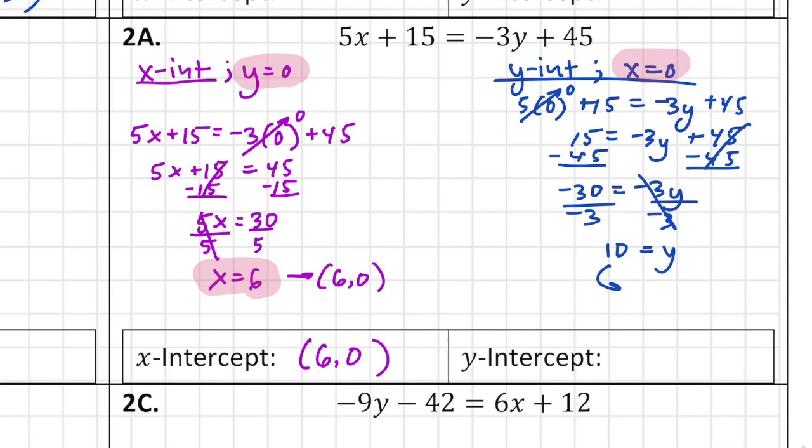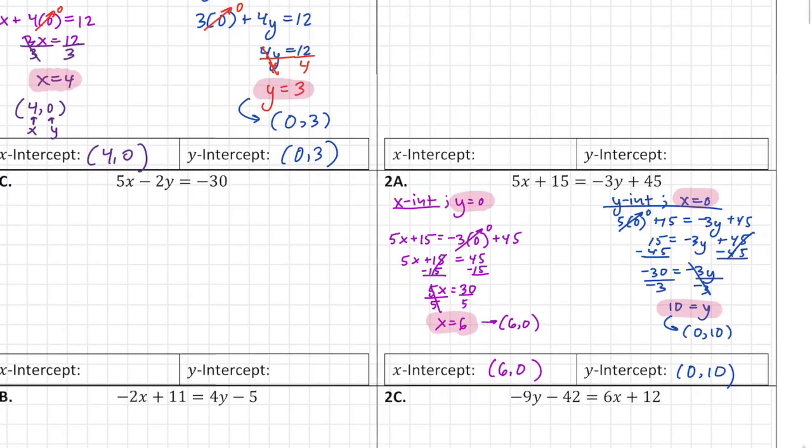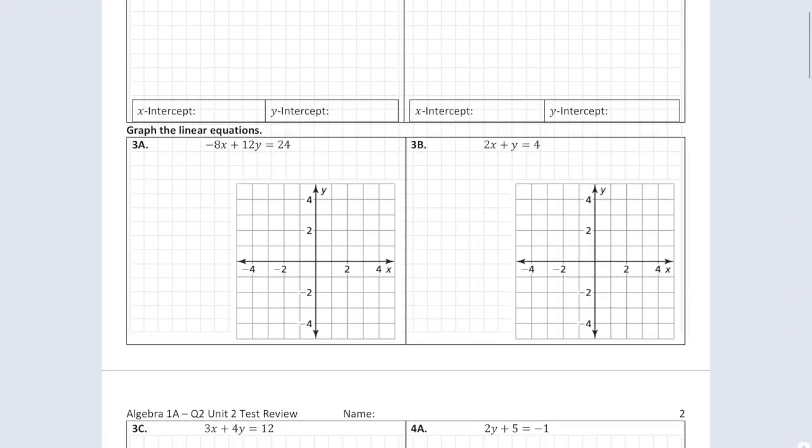And we said x was equal to 0. We found y to be equal to 10. That corresponds to 0, 10 as my y-intercept. Okay? So that's 1 and 2. Let's move on. Number 3.